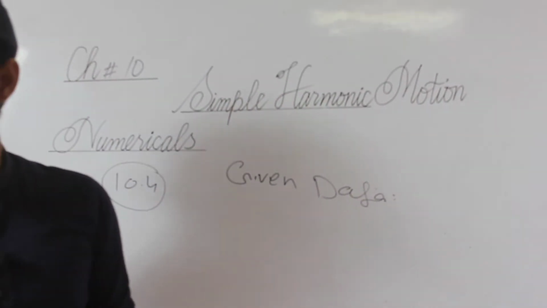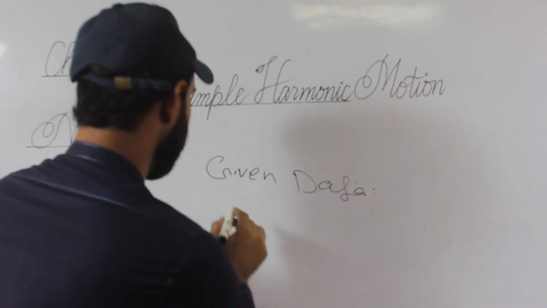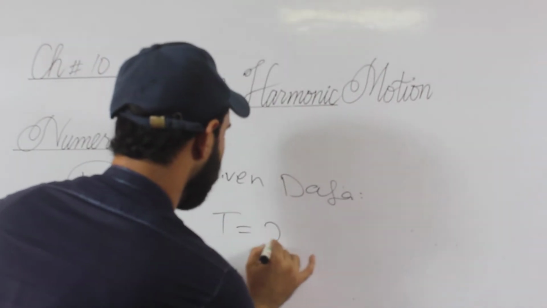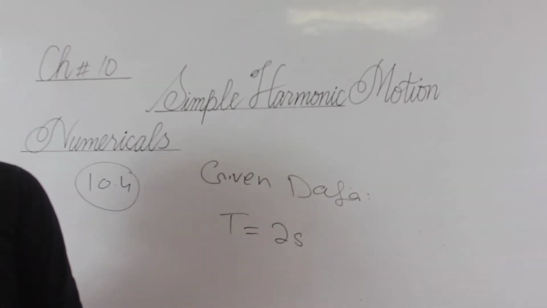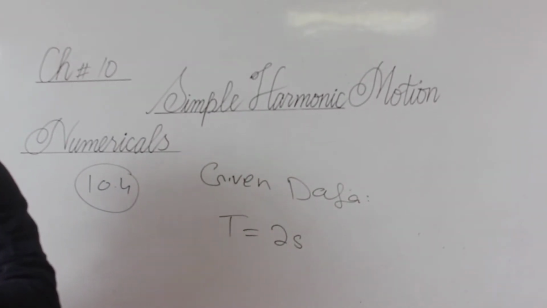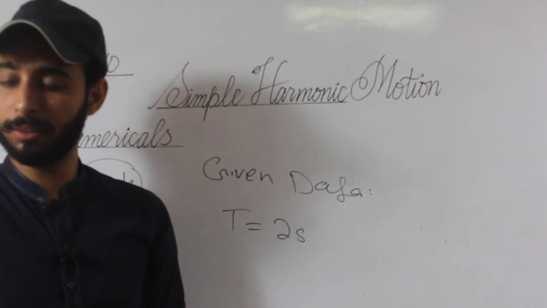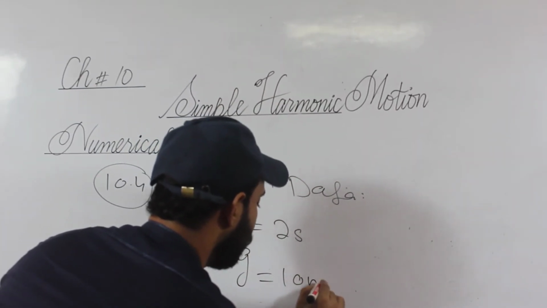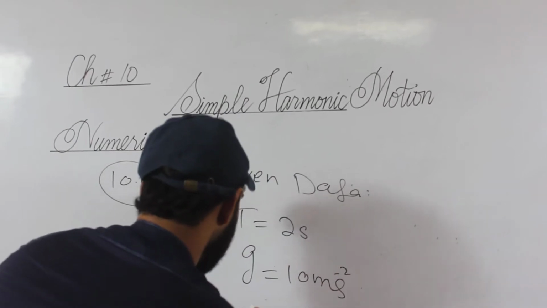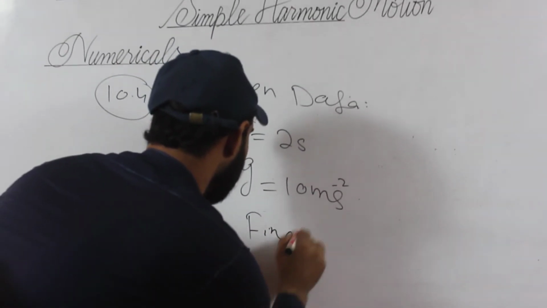A simple pendulum completes one vibration in 2 seconds. It means the time period given here is 2 seconds. Next, he says to calculate its length. We have to find its length when the value of g is 10. The value of g, as you know, is 10 meter per second square, and we have to find the length.